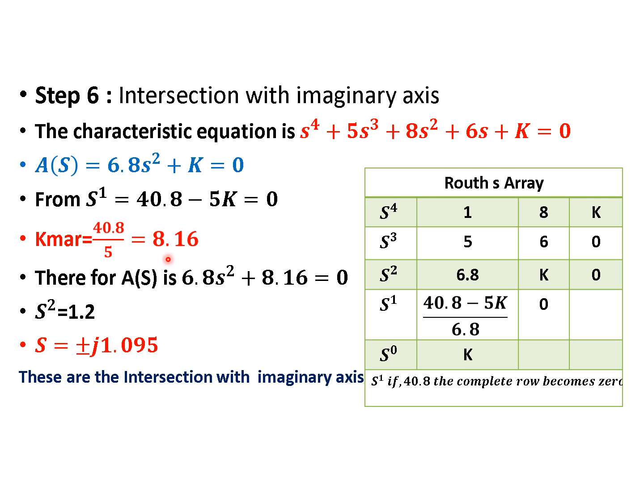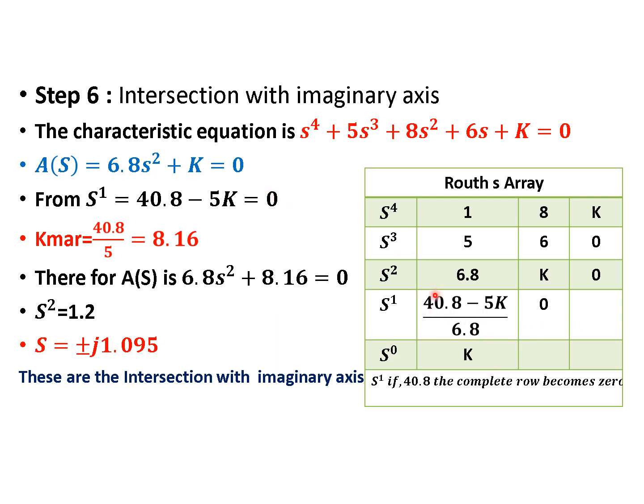That means if I substitute 8.16 into this row, the answer I get is 40.8. So 40.8 minus 40.8 is 0. So this whole row becomes 0. For any system, when the whole row becomes 0, it indicates that it is marginally stable. Just for calculation purposes, we continue with the system.